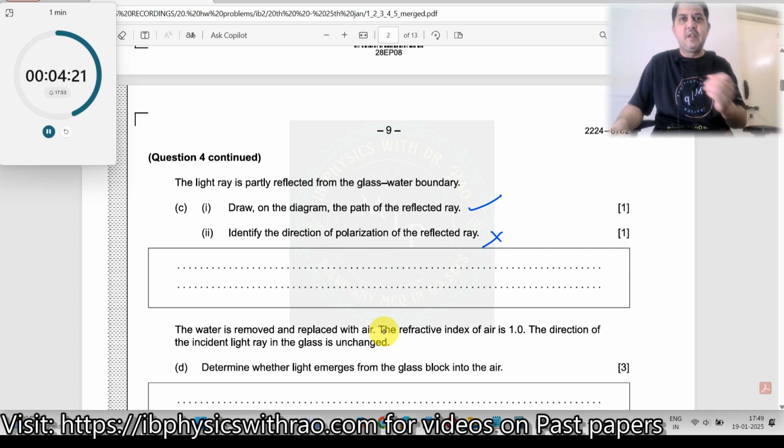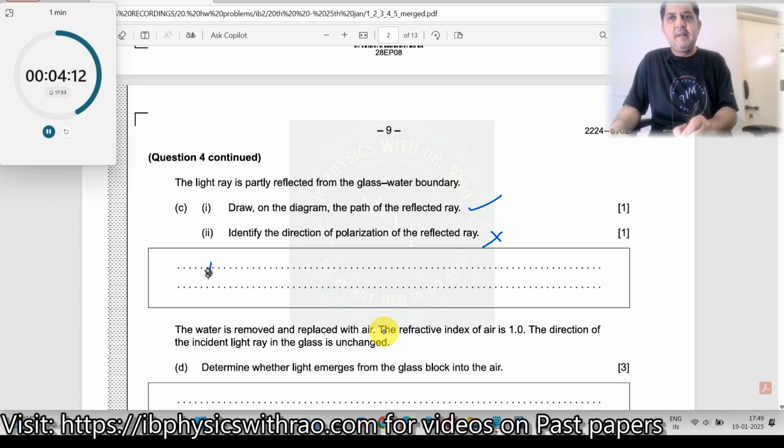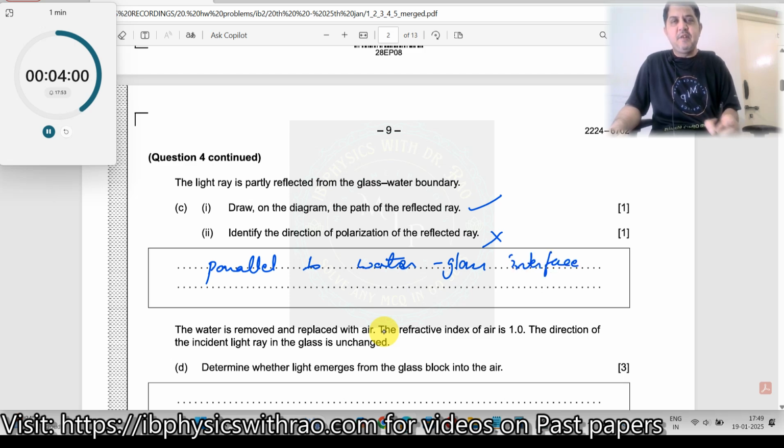I will do this also if you want. Okay, the polarization has been removed from your current syllabus in 2025. So if you want this answer, it would be parallel to the water-glass interface. The reason is that a light ray has both electric and magnetic vibrations, and when you say polarizing, the electric vibrations will become parallel to the interface. So therefore, this is the right answer.